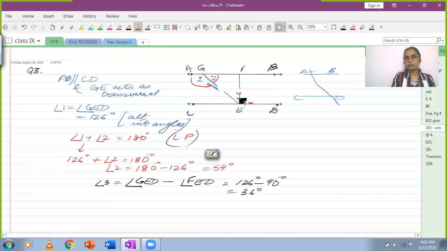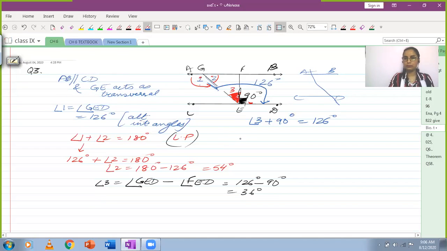This is angle number 3, the one you need to find out. Along with it, there is an angle which is given to be 90 degrees. Perpendicular is already given to you. If you see what's given, this angle from here up to here is 126. So that means angle 3 plus 90 degrees together are equal to 126. Does that make sense?